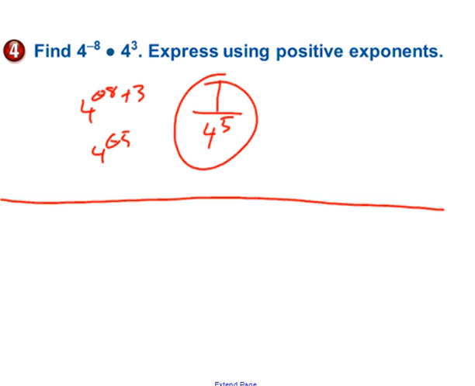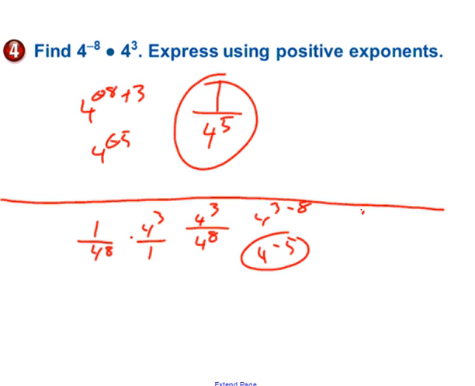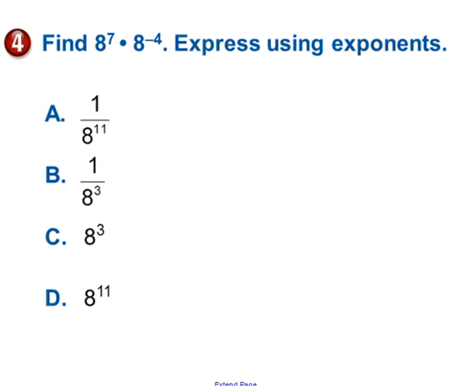Another way to do this would be to say 4 to the negative 8 would be 1 over 4 to the 8th times 4 to the 3rd over 1. And as I work this out, there'd be 4 to the 3rd over 4 to the 8th, 4 to the 3 minus 8. So it'd be 4 to the minus 5, or 1 over 4 to the 5th power. Same thing, just a different way of writing it.